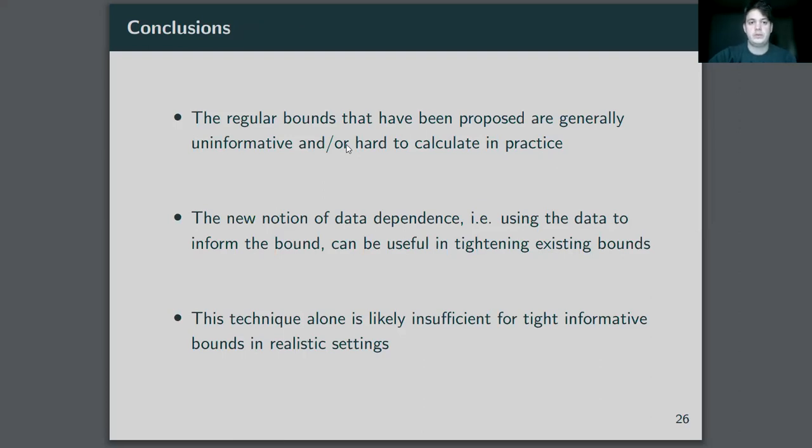So, the conclusion from this work is that regular bounds that have been proposed are generally uninformative, i.e. they don't give us any indication of how well we're going to do outside of our assumed source domain. They can also be hard or even impossible to calculate in practice, and we find that this new notion of using data-dependent priors can be useful in tightening these existing bounds. However, this technique alone is likely insufficient for actually achieving tight informative bounds in practice in the realistic settings which we aim for. So more work needs to be done.